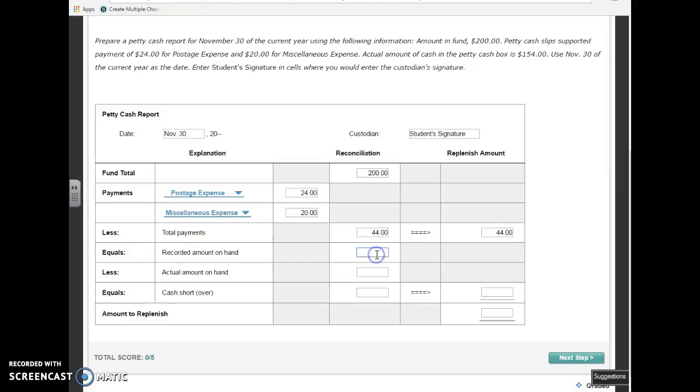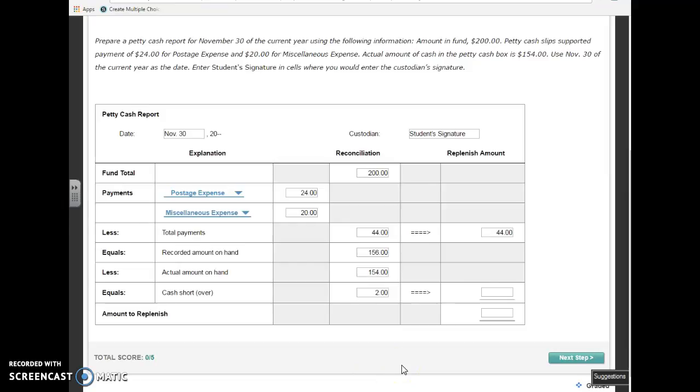We have receipts that support $44 in payments out of our petty cash. Therefore, our recorded amount on hand, what we're saying on paper, not actually what we count up and have, but on paper, what we're saying we should have is $156. We're saying that's what should be in the box. We go to count this cash up, and we only have, as they told us, $154 on hand. So we have a discrepancy of $2. There's $2 that we don't have receipts for. So we are short $2.